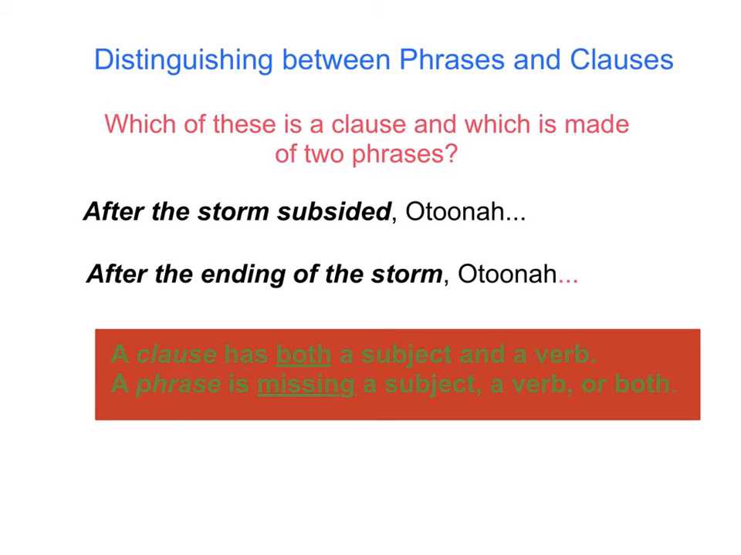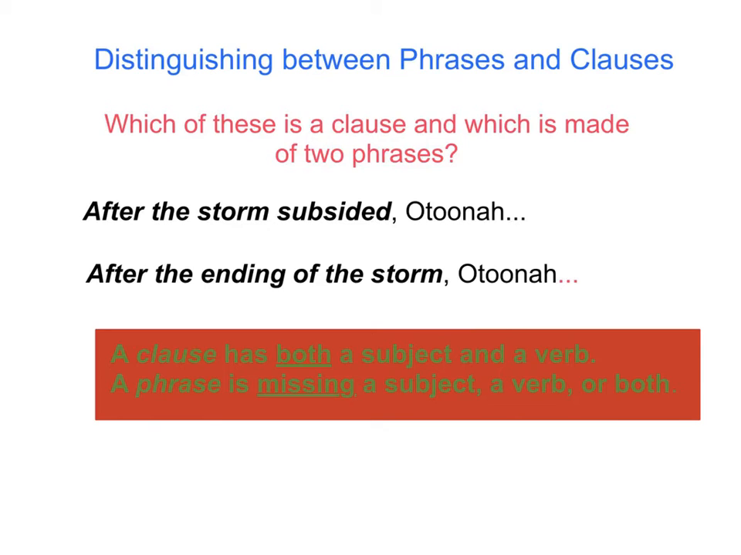So in the first one, after the storm subsided, comma, Otuna, blah, blah, blah, there is a verb, subsided, also a vocab word, and there, who or what is doing the subsiding, and that's the storm. So the storm is a subject, and the verb is subsided. Because it has both a subject and a verb, it's a clause, because that clause depends on the rest of the sentence, because you can't just say, after the storm subsided, period. You want to know, well, what happens then? So that makes that clause dependent. The word after makes the clause dependent on the rest of the sentence, on the independent clause.